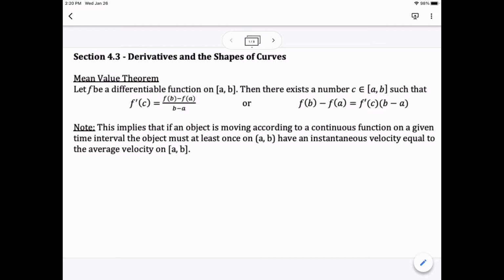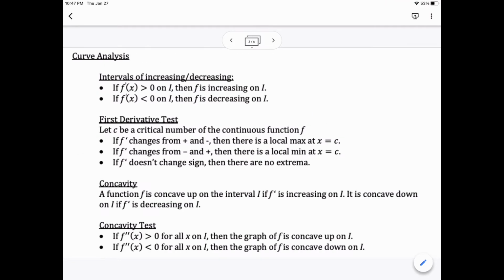So that means that if an object is moving according to a continuous function on a given time interval, the object must at least one time on that interval between a and b have an instantaneous velocity, so a derivative, equal to the average velocity on a and b. It's really just looking at the two endpoints and the slope between them. There has to be a derivative slope that is equal to that slope.